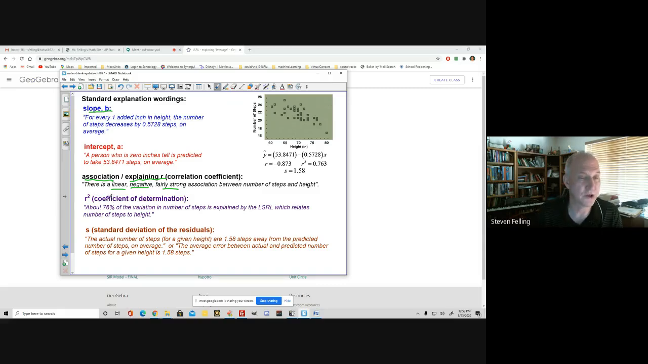Explaining R squared, we saw, was about explaining the percentage of the Y variable that is explained by the model that links it to the X, but this is the wording that works well. Something like about 76% of the variation in the number of steps is explained by the LSRL, which relates the number of steps to height. And then if you want wording for explaining the standard deviation of the residuals, you could use something like this. The actual number of steps for a given height are 1.58 steps away from the predicted number of steps on average. Or you could say something like the average error between the actual and predicted number of steps for a given height is 1.58 steps. So some standardized wordings that we should be aware of.